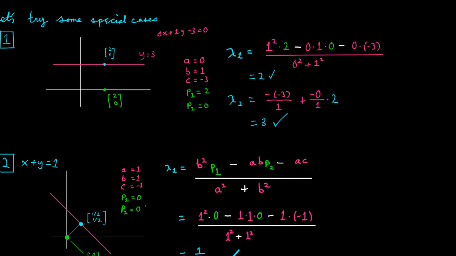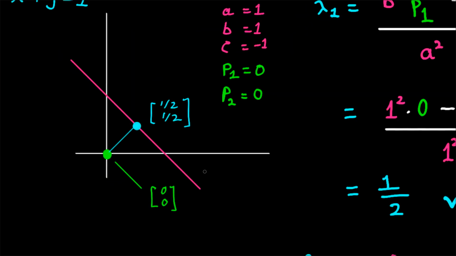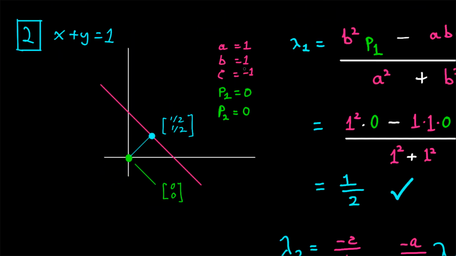All right, let's try x plus y is equal to 1. So that's equivalent to y is equal to 1 minus x. That's this line right here. A is equal to 1, b is equal to 1, c is equal to minus 1, and we want to find the closest point to the origin. Now, if we just look at it, it should be a half. That should be the answer.